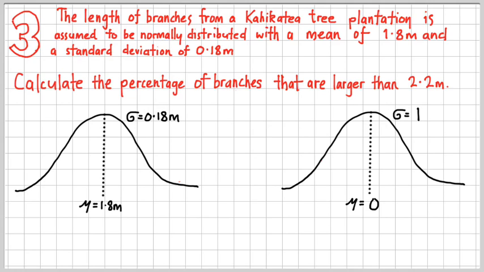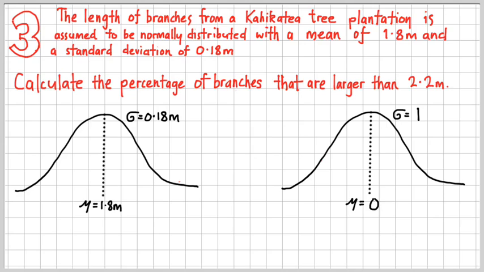Part 1 yet. So this is case 3 of the probabilities that we need to be concerned about. Again, the length of branches from a kahikatea tree plantation is assumed to be normally distributed with a mean of 1.8 meters and a standard deviation of 0.18 meters. Calculate the percentage of branches that are larger than 2.2 meters.